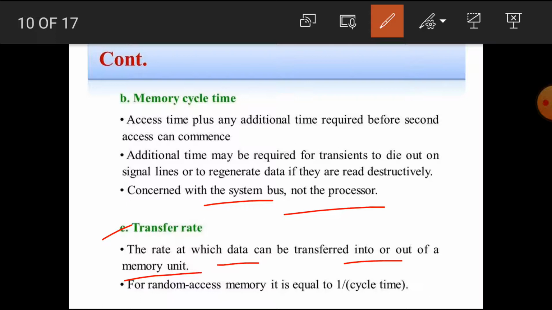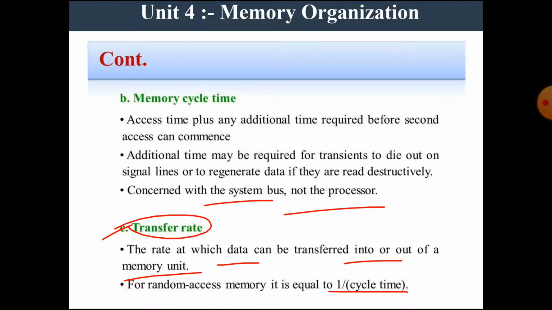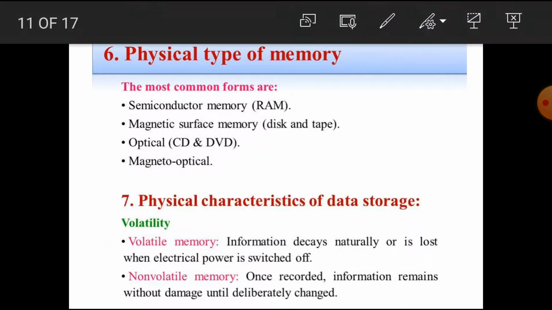That means the time required to transfer data in or out is known as the transfer rate. For random access memory, it is equal to 1 per cycle in a time. The next one is physical type of memory. The most common forms are semiconductor memory or RAM, magnetic surface memory, that means disk or tapes, optical, that means CD and DVD, and magneto-optical.